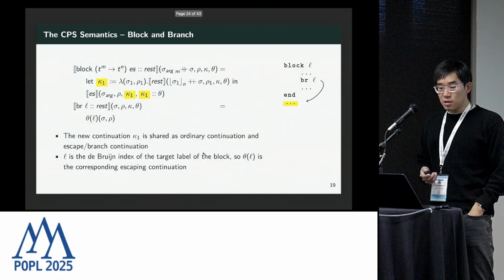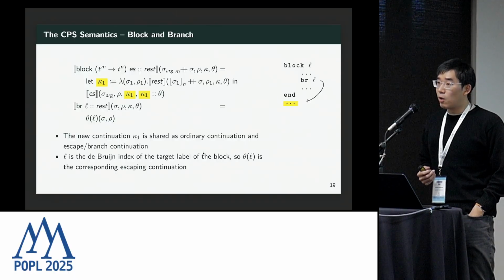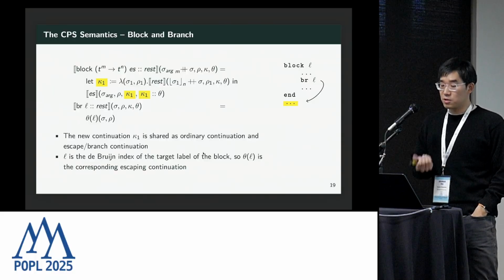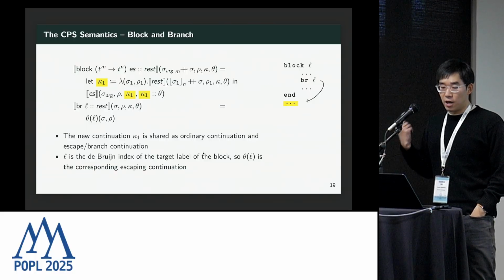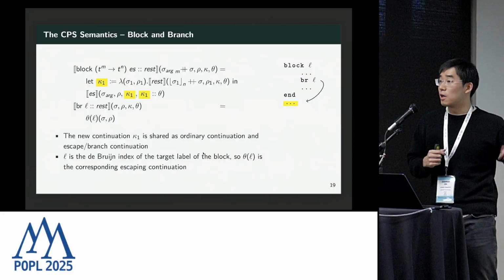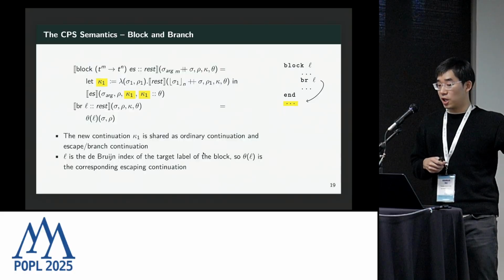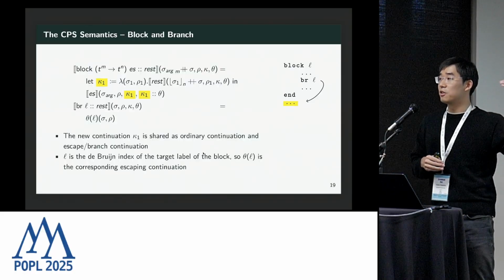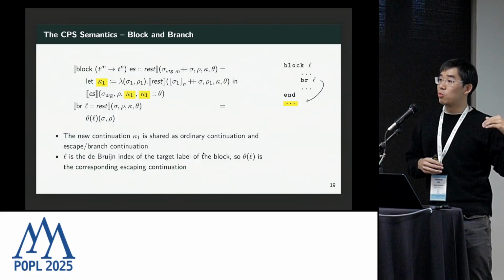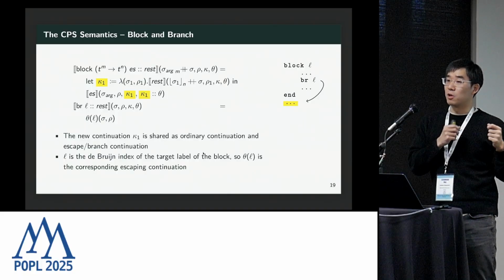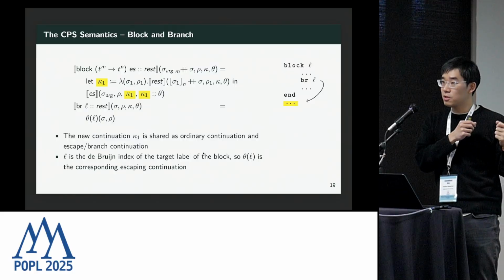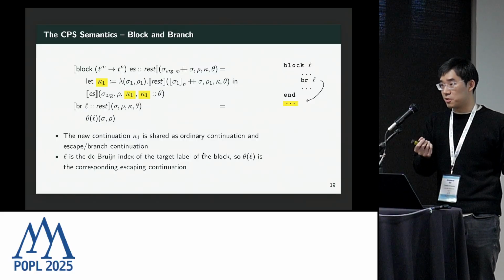The important thing here is that this kappa 1 is used as both the ordinary continuation and also appended on top of the trail. Then at a later point, if there's a BR instruction inside of this block, we'll just use the corresponding label to retrieve that continuation from this trail and invoke it. Okay?